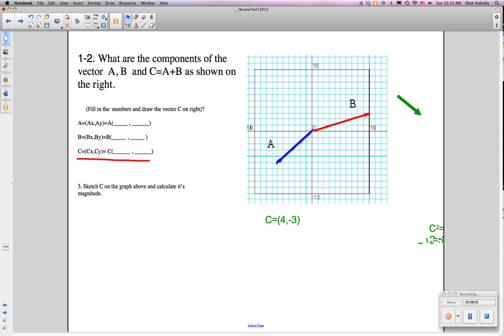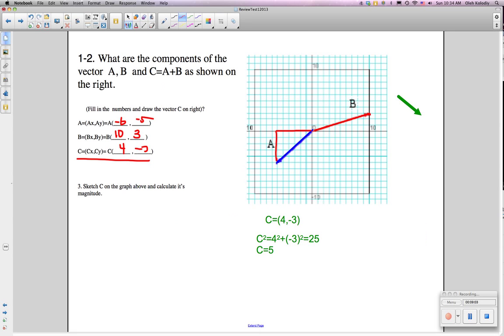So the x component of A is this distance here. 1, 2, 3, 4, 5, 6. And it's going to be -6. The y component will be 1, 2, 3, 4, 5, -5. It's this distance. The x component of B is going to be 10. And the y component of B is going to be 3. So the x component of their sum is going to be 10 plus or minus 6, which is 4. And 3 plus or minus 5, which is -2.